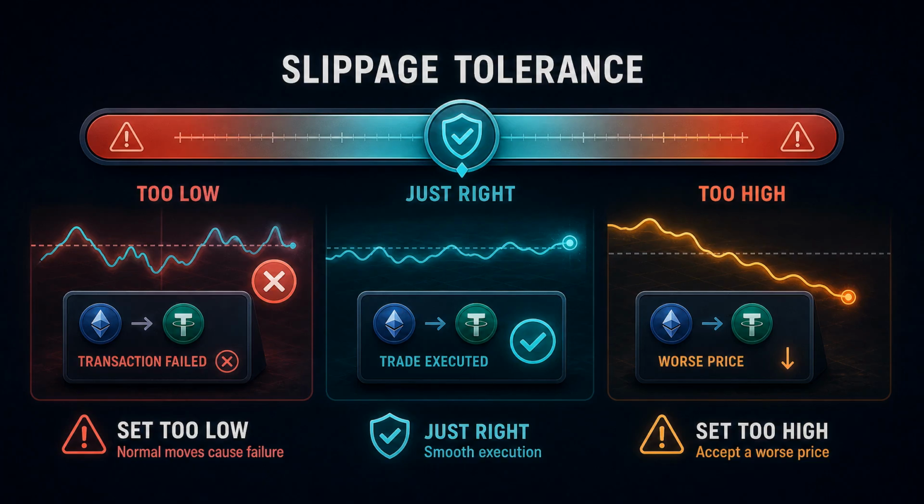Slippage tolerance is your instruction for how much worse the final price is allowed to be. Set it too low, and normal market movement may cause the transaction to fail. Set it too high, and you may accept a painful execution you did not really intend.